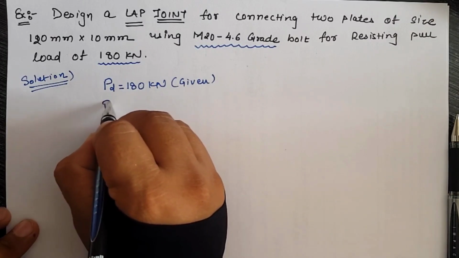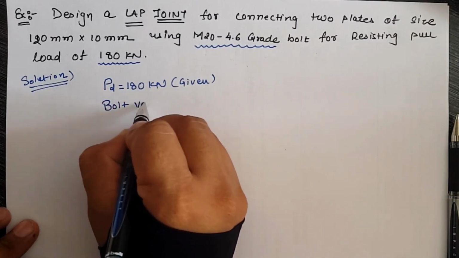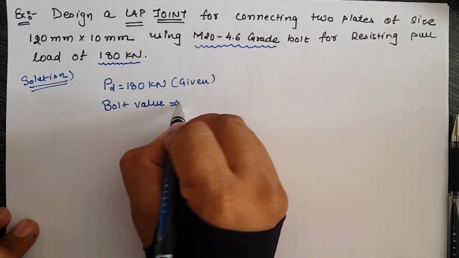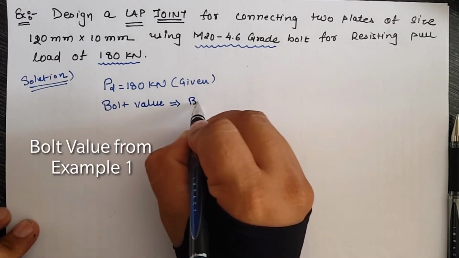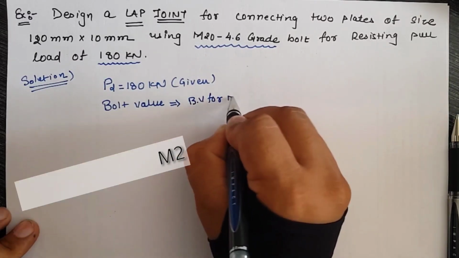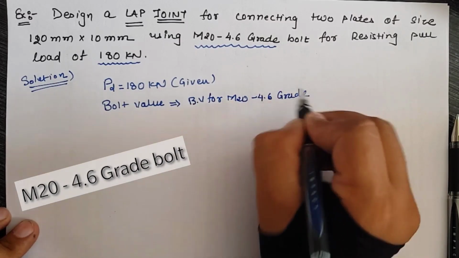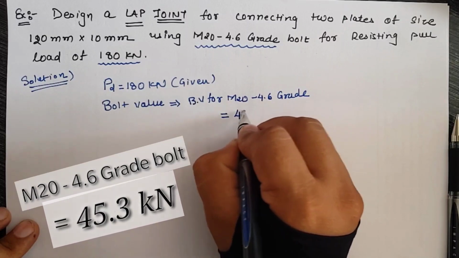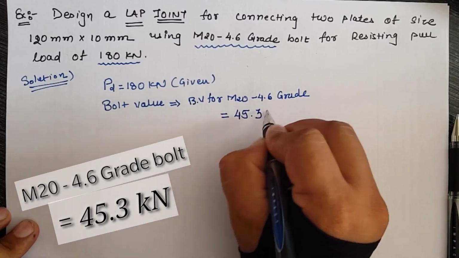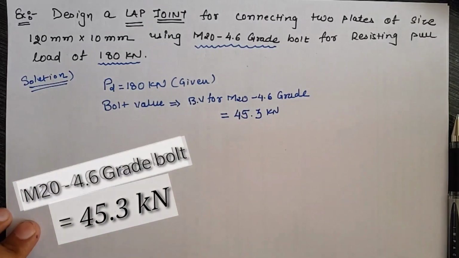Now from example number 1 we can find out the bolt value, and from that data we can say that the bolt value for M20 4.6 grade ordinary bolt is equal to 45.26, or near about 45.3 kilonewton.